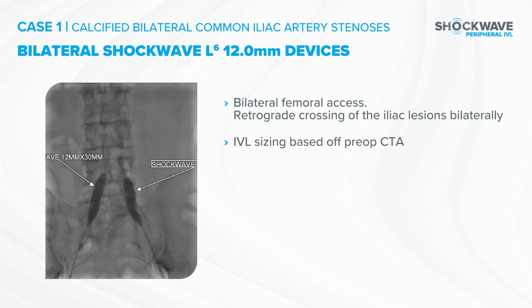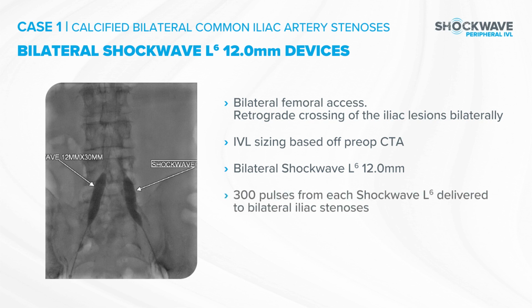Therefore, I chose a 10% oversizing, which would lead us to the 12 millimeter L6 catheter. So the L6 balloons were inserted over the wires bilaterally and positioned in the desired locations. Intravascular pulse delivery was achieved at subnominal pressure across the calcified lesions, followed by balloon angioplasty. Multiple rounds were delivered into the calcified stenoses bilaterally, and all 300 pulses from each catheter were delivered.